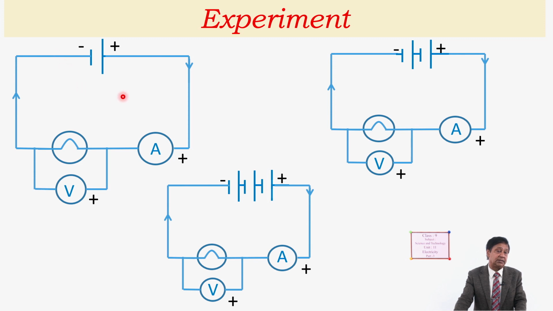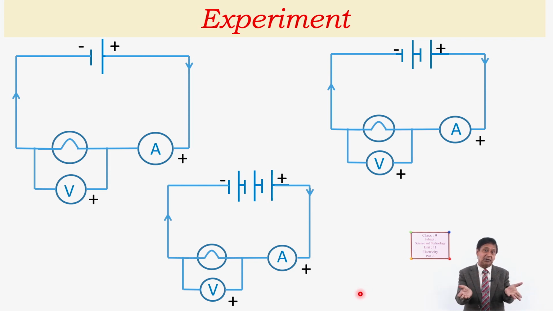In the first circuit, one cell is used. In the second circuit, two cells are used. But in the third circuit, three cells are used. Now certainly the value of current is different from the first and second, and certainly the value of potential difference will also be different from the first and second.